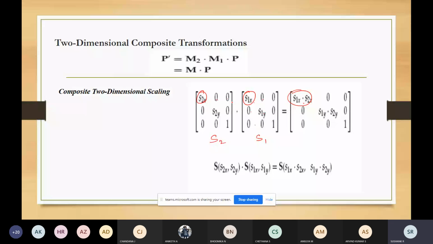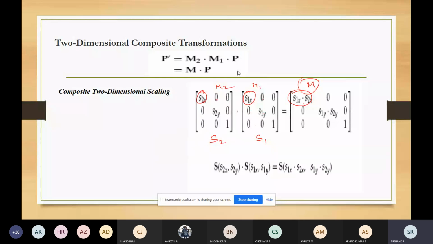If you multiply this M2 and M1, you will get the final matrix. So matrix composition means when successive operations are there and the operations are similar, you don't perform the operation individually. Just multiply the matrices, you'll get the final result. That final result you apply to the initial point.